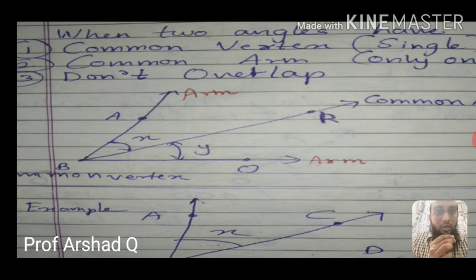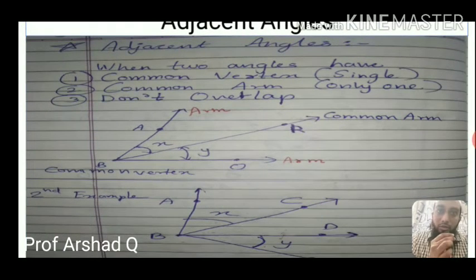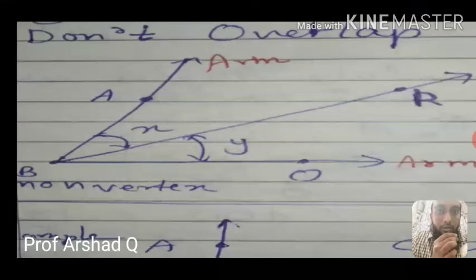So what basically is an adjacent angle? What is the definition? When two angles have a common vertex, a common arm, and they don't overlap. So which is the common vertex here? The single common vertex is B. They are originating from point B here.